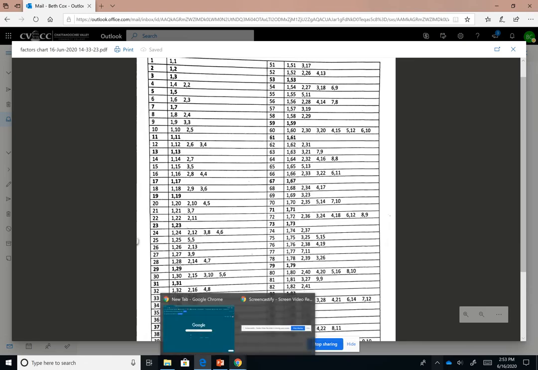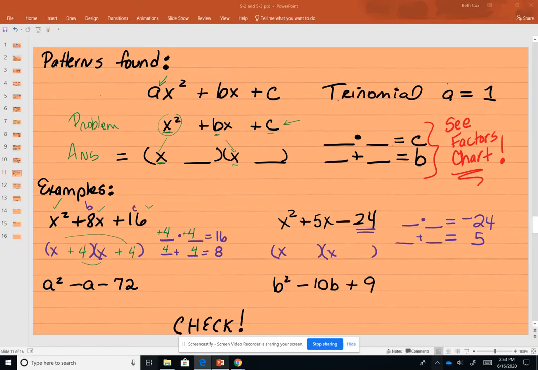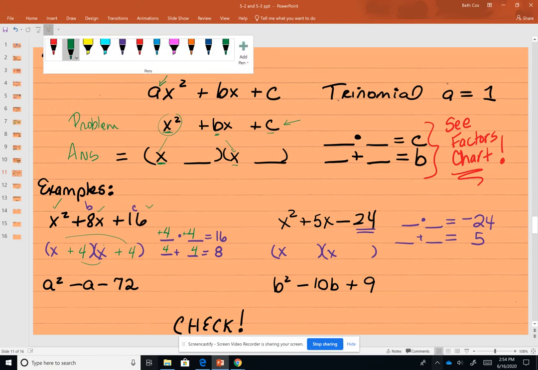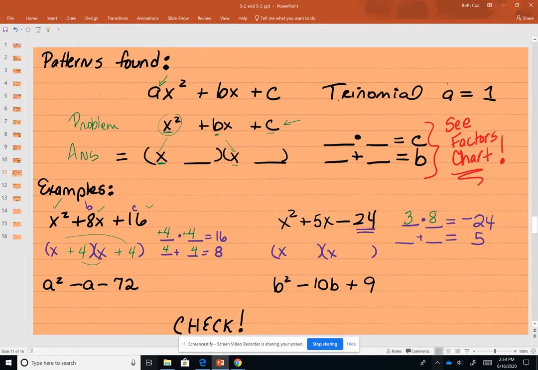So let's go back to our problem. Okay, so it's 3 and 8. All right, but it's got to make the right number. It's 3 and 8. It's got to be a negative 24. And it's got to be a positive 5. So to get a positive 5, it's got to be a negative 3. Here we go. And that's my answer. Plus 8 minus 3. Or you could do a minus 3 plus 8. Doesn't matter the order. And that's my answer.